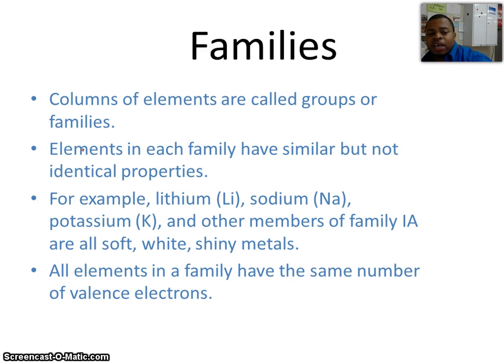Now, once we look at some of these families or groups, we're going to start to notice how similar they are. They may have similar but not identical properties, like the example given here with our group 1 metals: lithium, sodium, potassium. These are all going to be soft, white, shiny metals. So with the activities that we do, you may want to pay attention and watch out for what type of formulas they are forming, or what the descriptions of those things are. The other thing, and this is going to be very important as we get to bonding, is they're also going to have the same number of valence electrons. So keep that in mind.